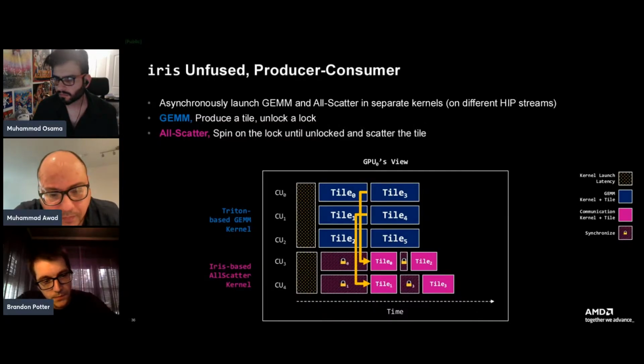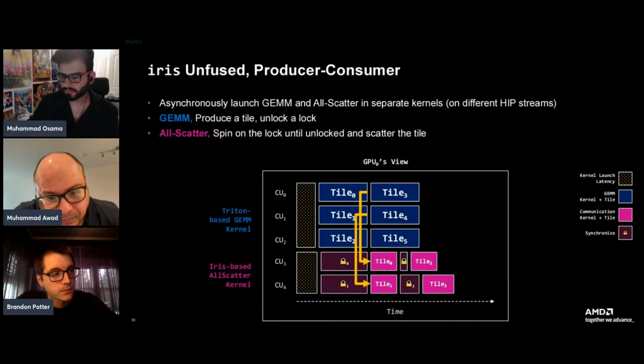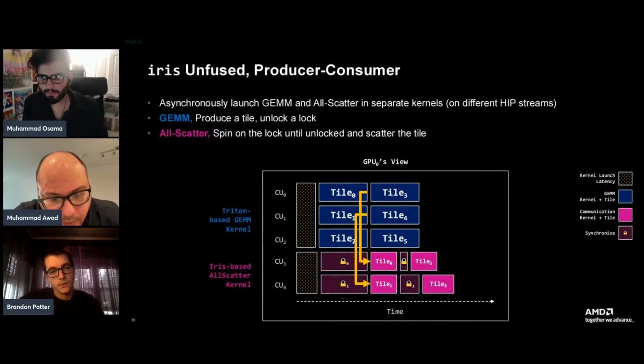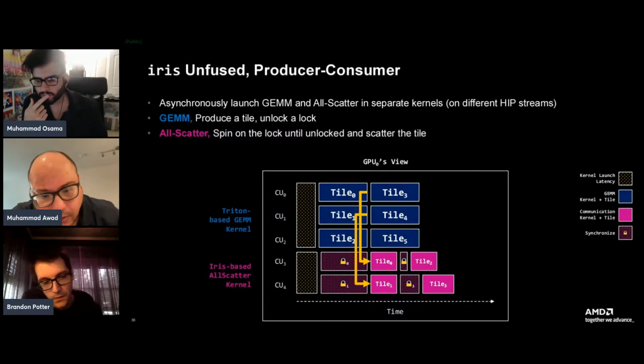Same thing for tile 1. The next time step, tile 2 is already produced. So you see this very, very small lock box because the tile was already produced in the previous time step. We can already consume it. And then tile 3, you're going to have to wait a little bit until it gets produced.